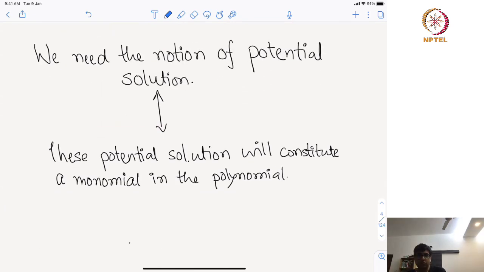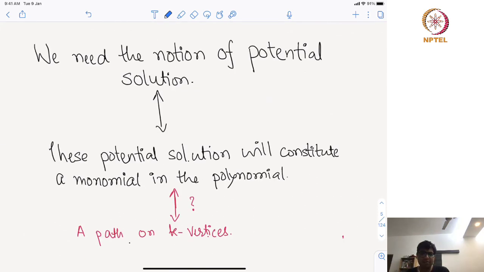So, we need a notion of potential solution. Why? Because this potential solution will constitute a monomial in the polynomial. I say, look, this could be a potential solution, this could be a potential solution, this could be a potential solution, and for each potential solution, we will create a monomial, because somehow in this polynomial we need to capture these potential solutions.